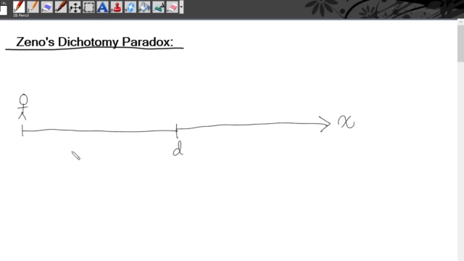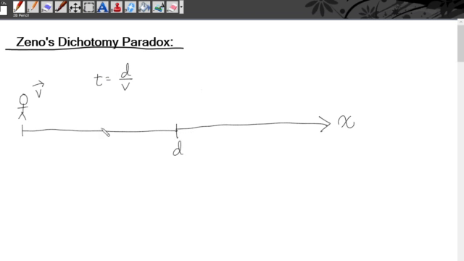Now, if we just use the distance formula, and we assume that he travels at some constant velocity v, then we know that the time it takes is just the distance over the velocity, and it has to be a finite time. But Zeno's dichotomy paradox argues that it actually takes an infinite time for him to travel this distance d.